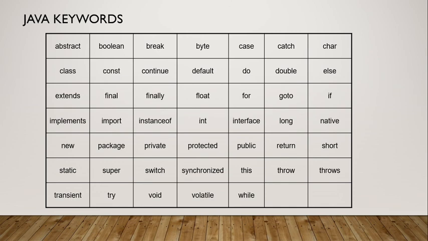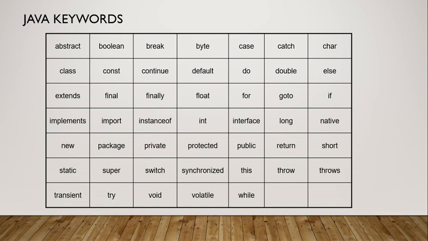Long. Java long keyword is used to declare a variable that can hold a 64-bit integer. Native. Java native keyword is used to specify that a method is implemented in native code using JNI, Java Native Interface. New. Java new keyword is used to create new objects. Null. Java null keyword is used to indicate that a reference does not refer to anything. It removes the garbage value.